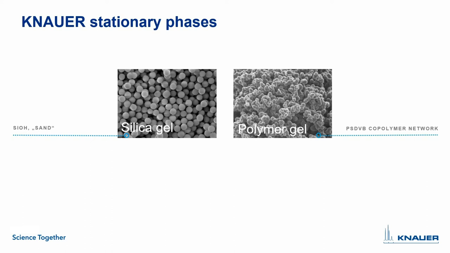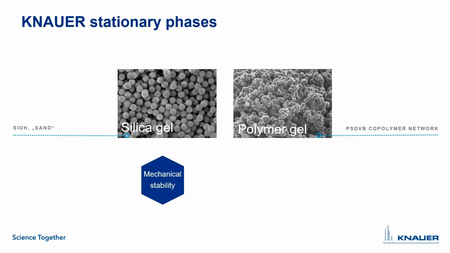Silica gel is mechanically very stable. So whenever we are talking about high pressures and UHPLC, you might use a silica gel column. And for the polymer gel, it's the other way around. You can imagine a polymer is something more soft. So when you are putting a lot of back pressure on your column and it's filled with a polymer gel, you might compress it. So polymer gel is really mechanically not as stable as silica gel, and it's important to notice that when you're working with a polymer gel column, you have to watch your back pressure very carefully.